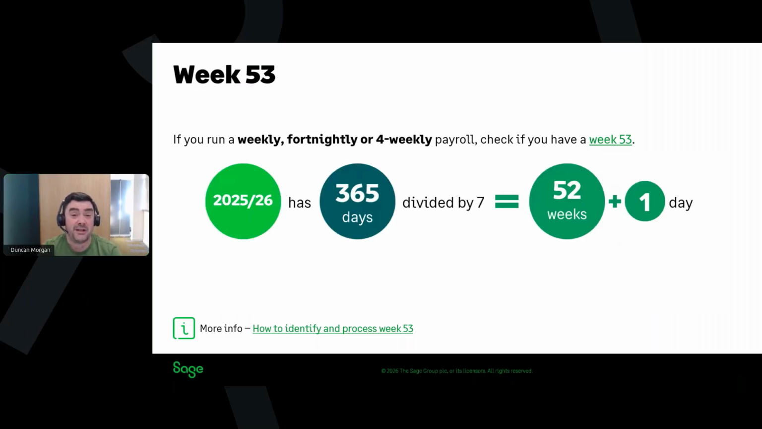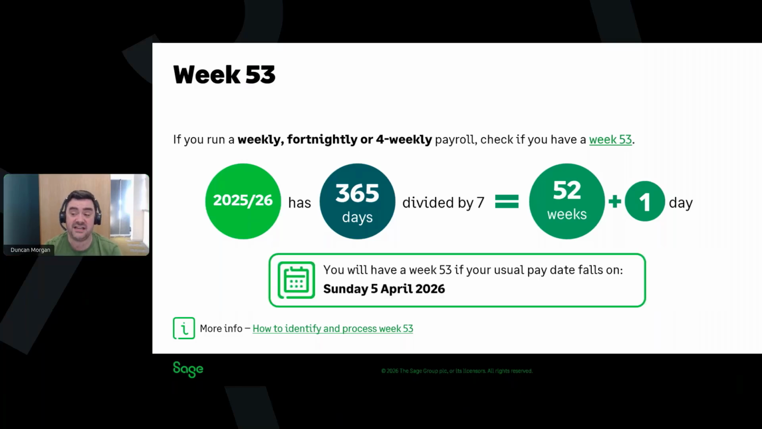So in 2025-26, 365 days, as it's a non-leap year. And if you divide that number by 7, you end up with 52 full weeks and 1 extra day. Now, if your pay date happens to land on that extra day, that is when you will have a week 53, because if you pay weekly, that would become your 53rd pay date of the year.